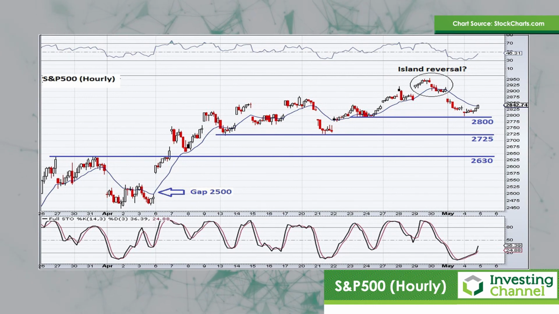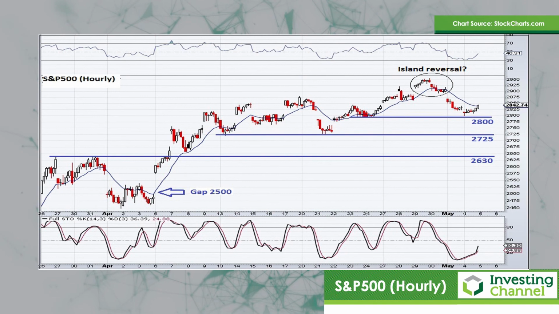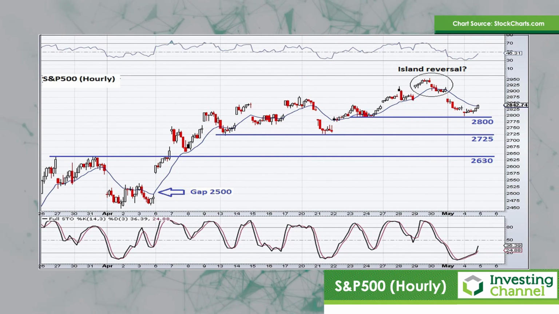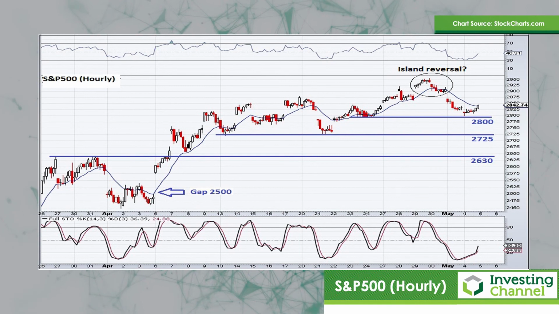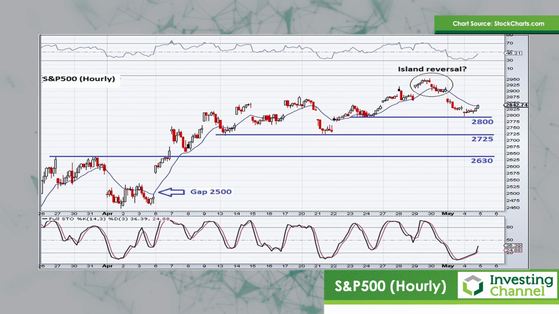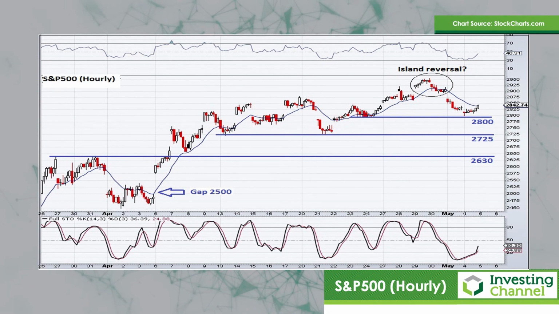The fact that the S&P 500 is trading below its 15-period exponential moving average on the hourly chart is also a little bit concerning for me, and that gives me an indication that the market is slightly weak at the moment. Big support levels to watch at the lower levels are 2800, which was tested in yesterday's session, and the market bounced off that level.